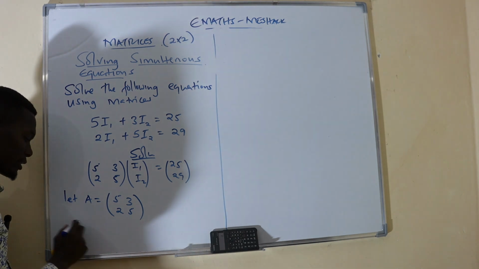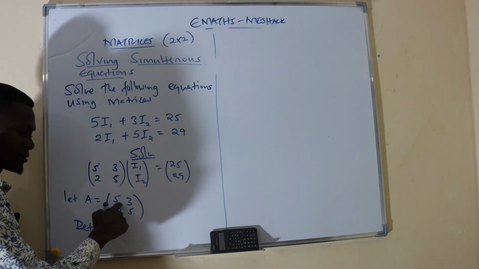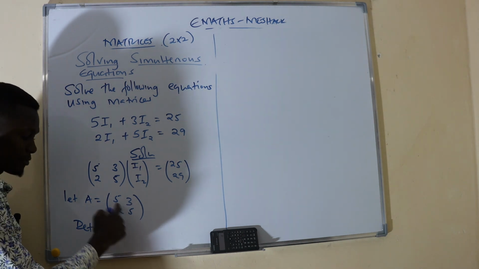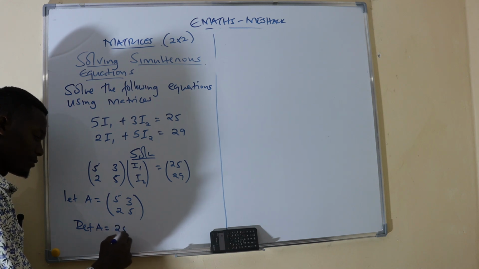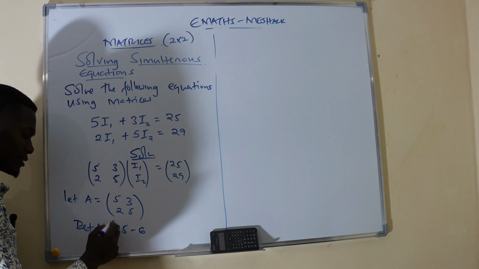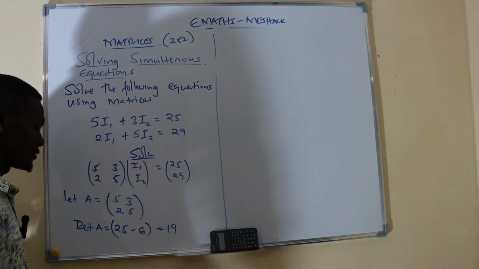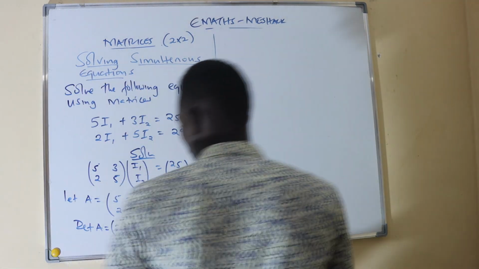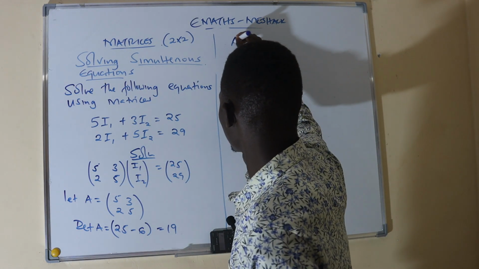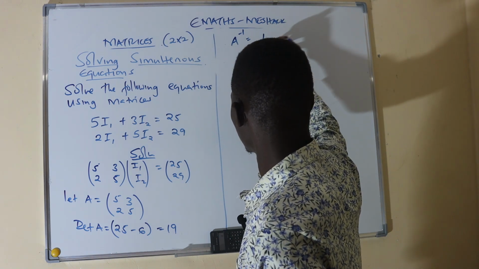First of all, we need to get the determinant of A. The determinant is given by this times this minus this times this. So we have 5 times 5, which gives us 25, minus 2 times 3, which gives us 6. So 25 minus 6 gives us 19.